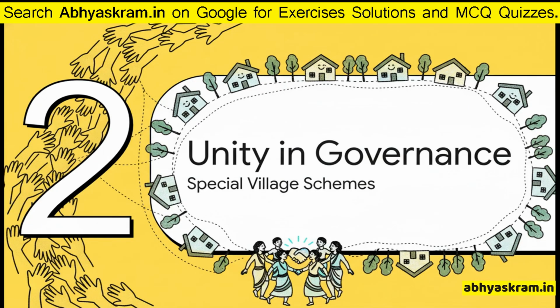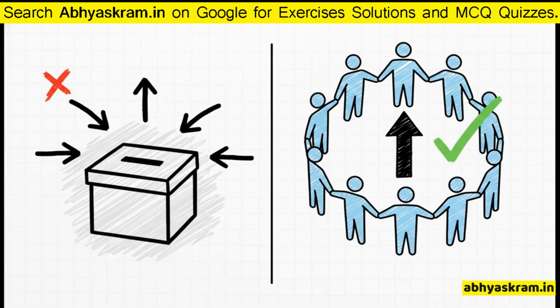Now, good governance isn't just about infrastructure, is it? There are also some really fascinating schemes out there designed to build something just as vital: village unity and harmony. One of the most interesting of these is the Samras Gram Panchayat. This is a pretty unique situation where the village's governing body is formed by unanimous consent. Everyone agrees, and they completely bypass holding an election.